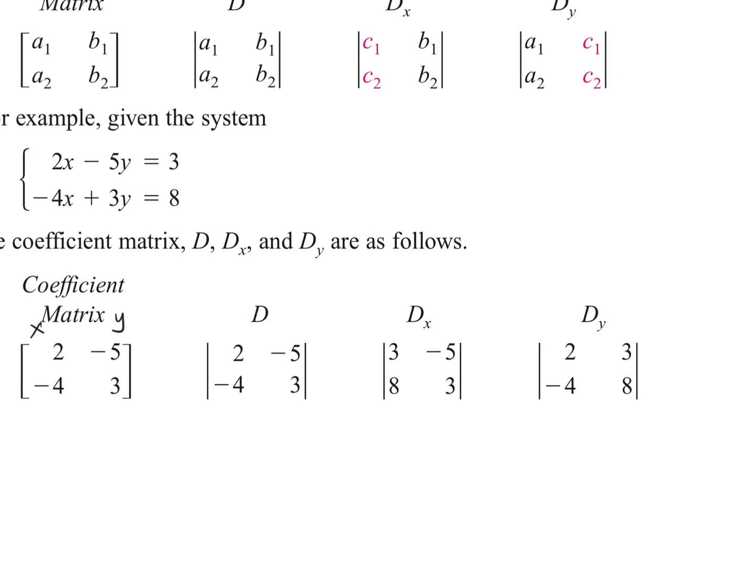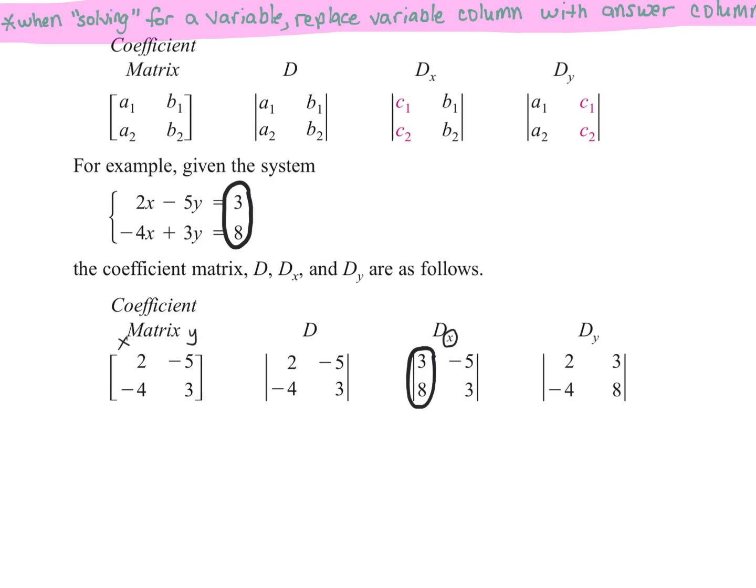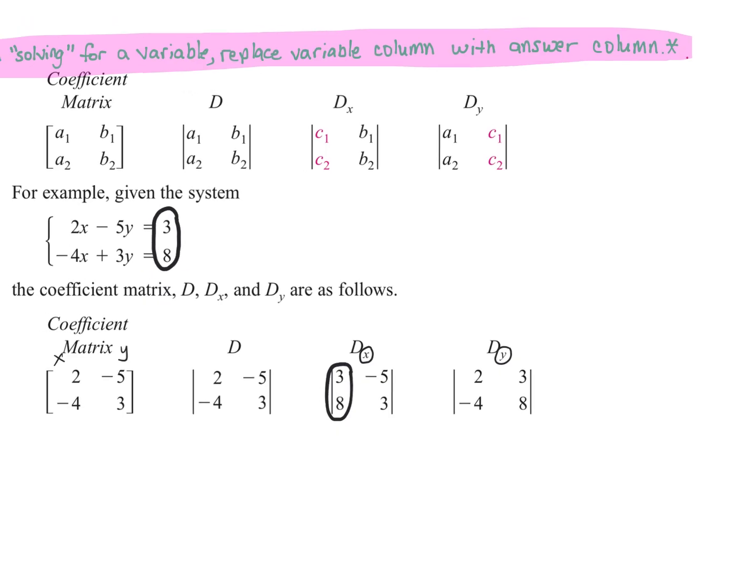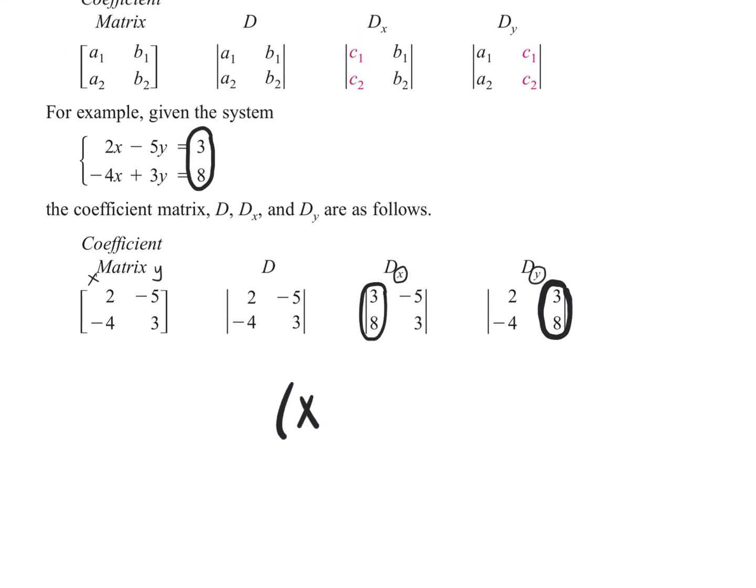right? We have to find the determinant with this little sub x here. All that is we're going to take whatever our system is equal to, and you're going to replace the x column with those numbers and leaving y the same. Same thing with D sub y, right? We have something like this where we take those same numbers, 3, 8, and we replace them with the y column. And your final answer that you guys are familiar with is always going to be x comma y.